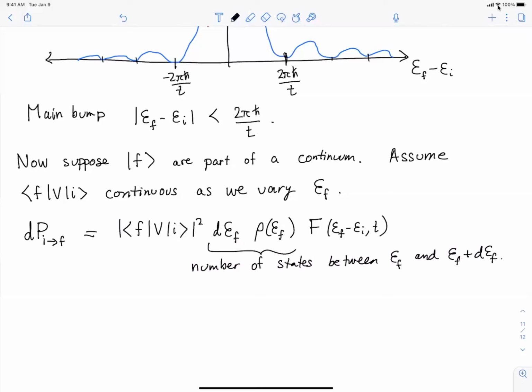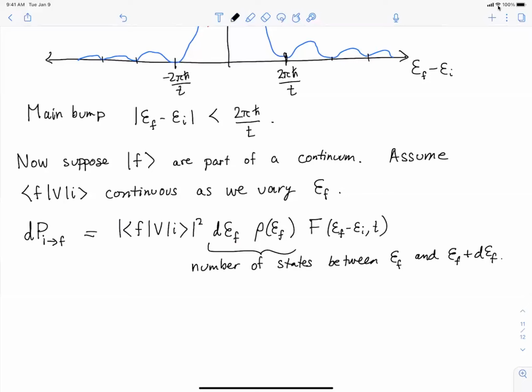Okay, so really this is the same formula that we wrote down before, but now we're going to be summing over all these states, which we're going to turn into an integral. And so we need the number of them. And then we integrate both sides and we'll get a number that we can compare with experiment.